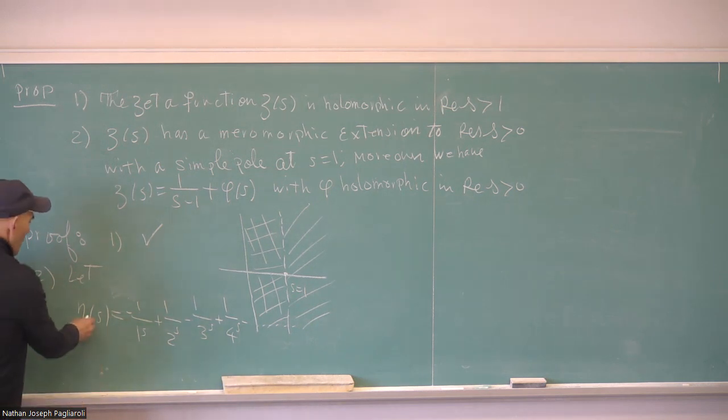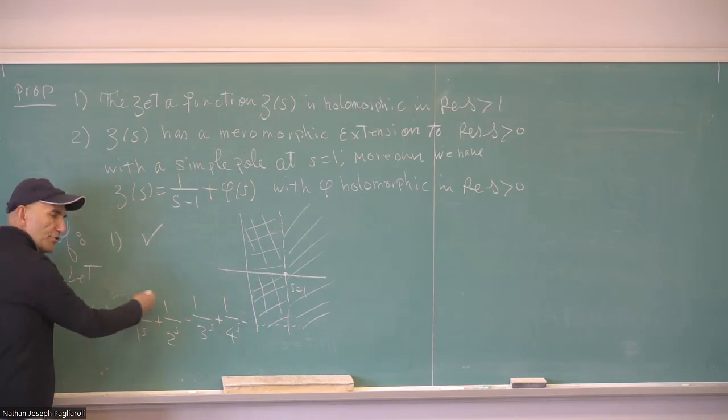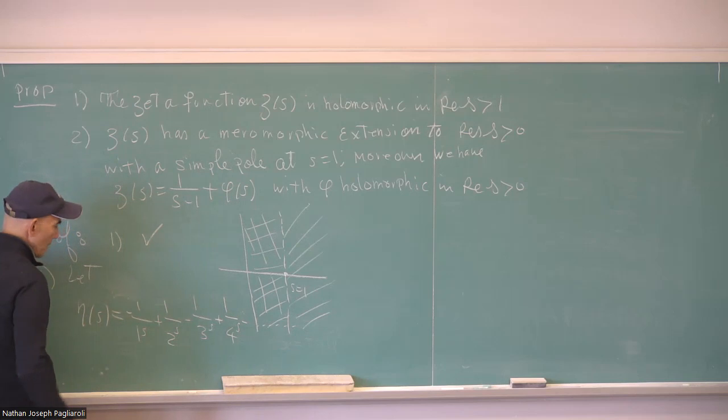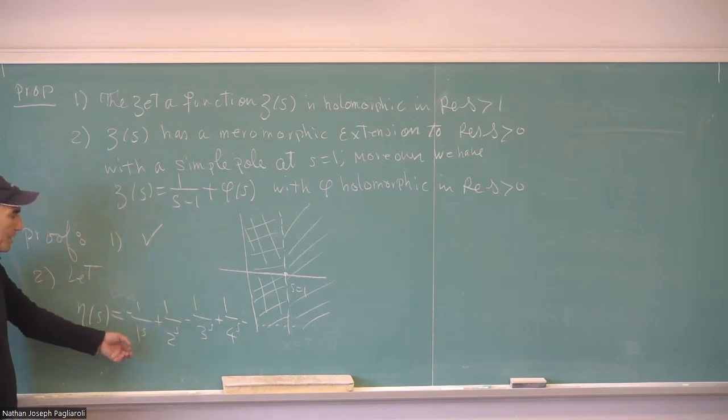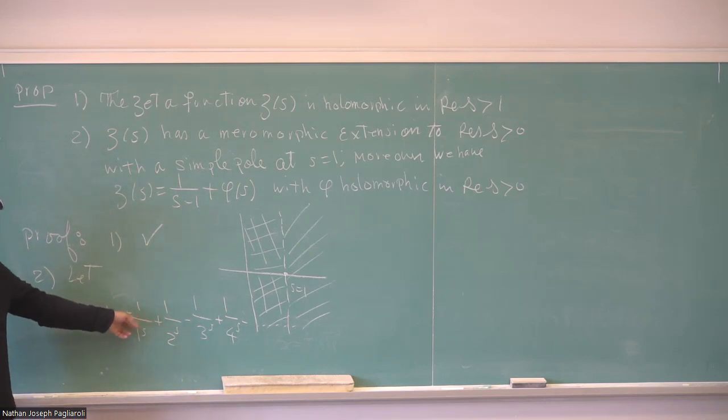Okay, so this eta is alternating sums of elements of the zeta function, but minus 1. Okay, what can we know? This is a Dirichlet series, right? What can we say about the domain of convergence of this series? Real part of s bigger than 0, right?